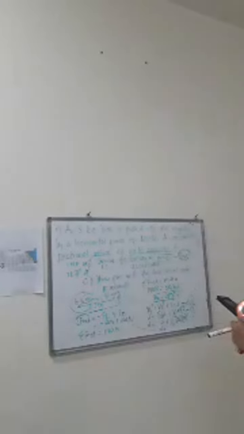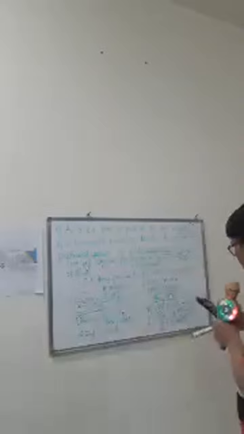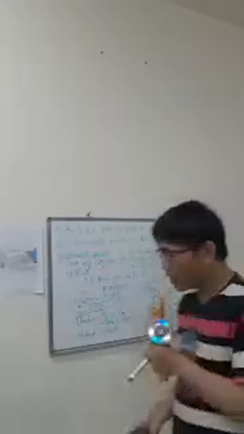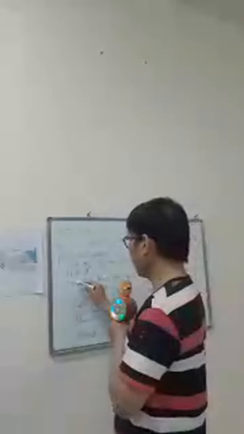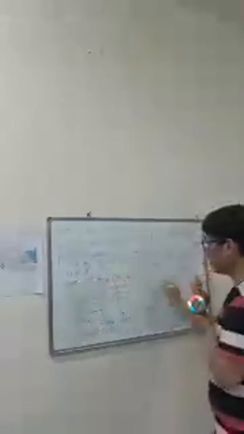Okay, 15 squared times 28 divided by 2 is equal to 3,150 meters. Let's check it again: 15 times 15 times 14 is equal to 3,150 meters. That is our distance covered.